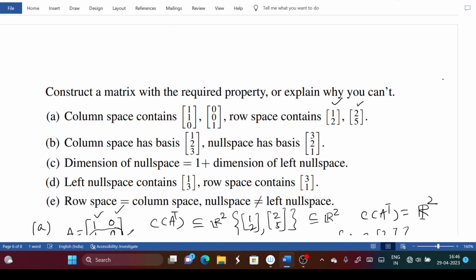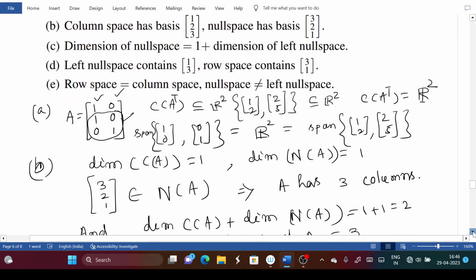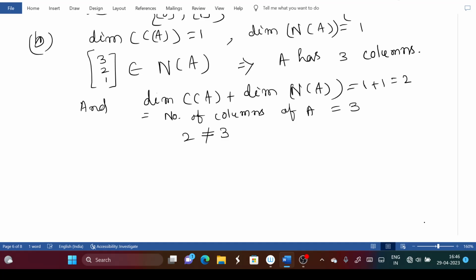Now, dimension of null space is equal to 1 plus dimension of left null space. Yes, it can be constructed, and what we will do is increase the number of columns by 1. Suppose it is (1, 2, 3), (0, 1, 2). This is my matrix A. Clearly we observe it has 2 pivots, so the rank of A is equal to 2.